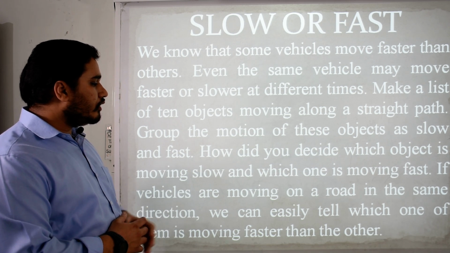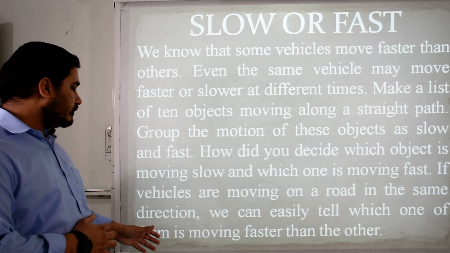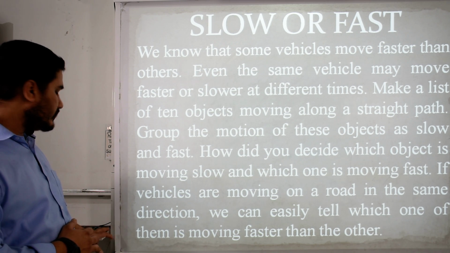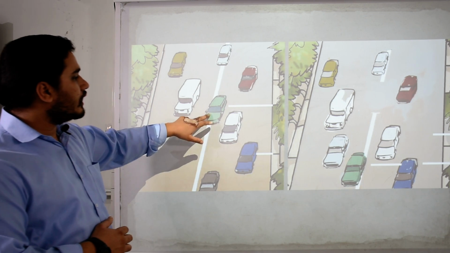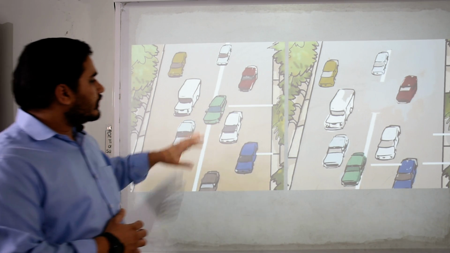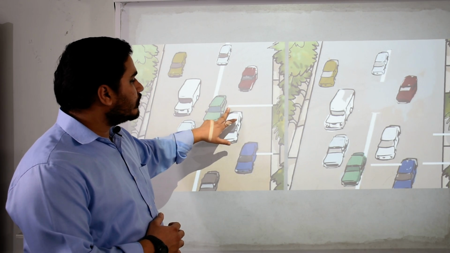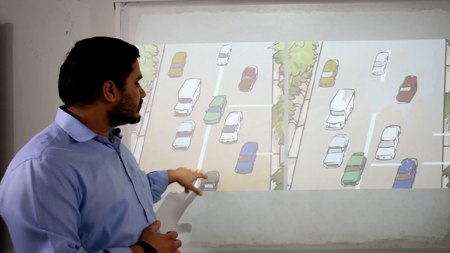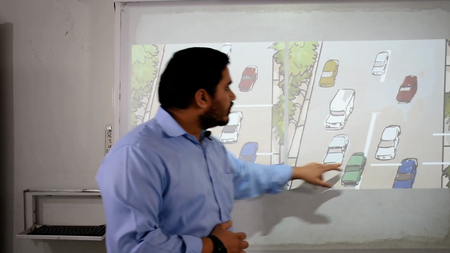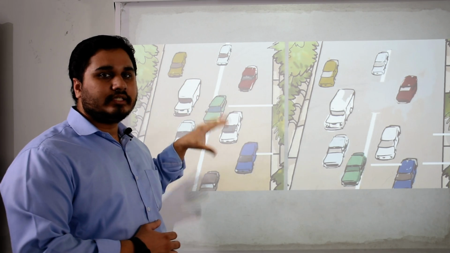If vehicles are moving on a road in the same direction, we can easily tell which one of them is moving faster than the other. In these two pictures, we can easily recognize that the green car in the first picture is on the white line, which can be used for measurement, and in the second picture it has travelled some distance along this white line. All the other cars remain in the same position, that is, they are moving at a constant speed.